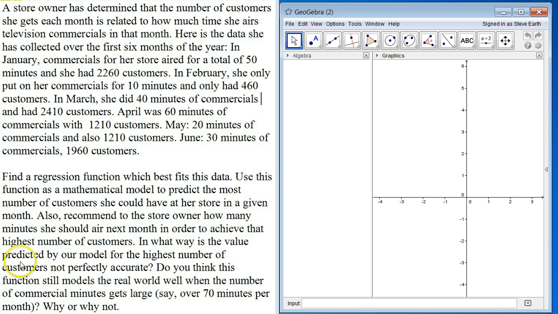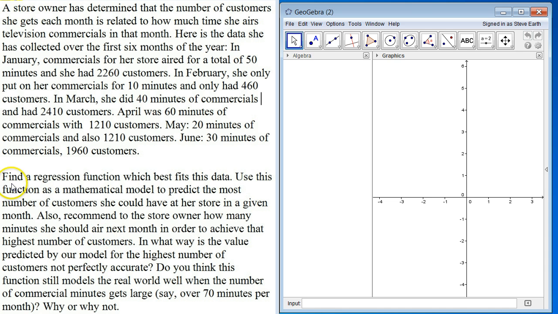In what way is the value predicted by our model for the highest number of customers not perfectly accurate? Do you think this function still models the real world well when the number of commercial minutes gets large, say over 70 minutes per month? Why or why not? Okay, so I was just reading the question. Let's actually do some mathematics and answer these questions.